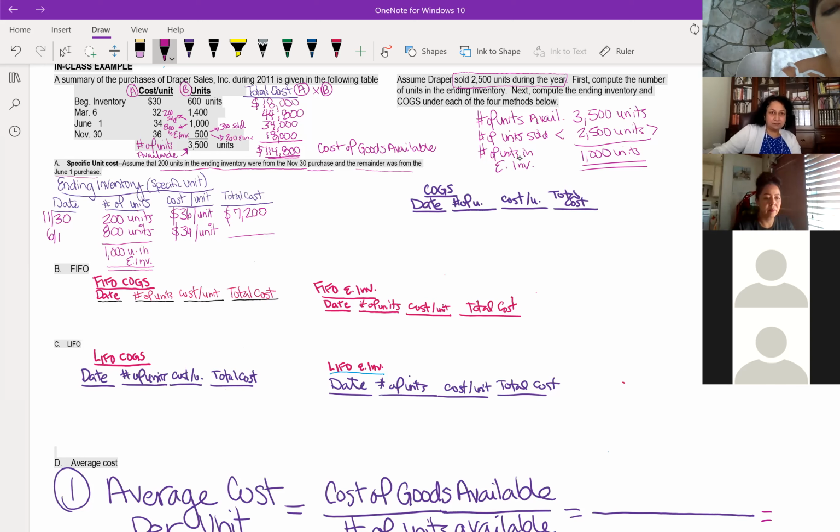So 800 units times $34 per unit gives us a cost of $27,200. And we're going to add up these two amounts to calculate specific unit cost ending inventory. $34,400.